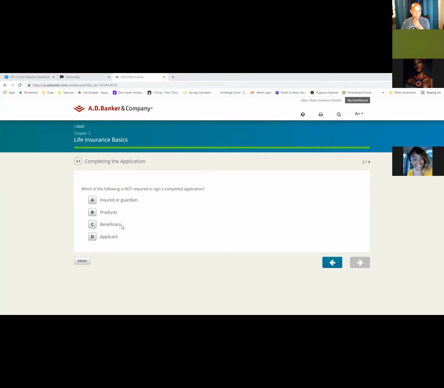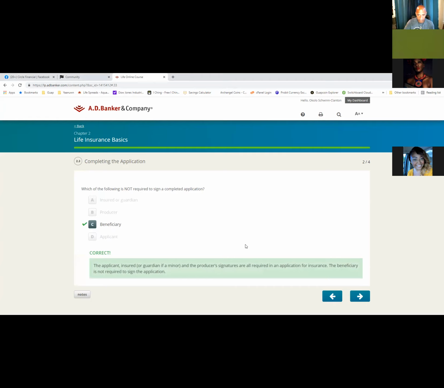All right, thank you. So which of the following is not required to sign a completed application? The insured or guardian, the producer, the beneficiary, or the applicant? The beneficiary. That's right. The applicant, insured, or guardian of a minor and the producer's signatures are all required in an application for insurance. The beneficiary is not required to sign the application. So that means you can give money to whoever you want as long as there is an insurable interest.